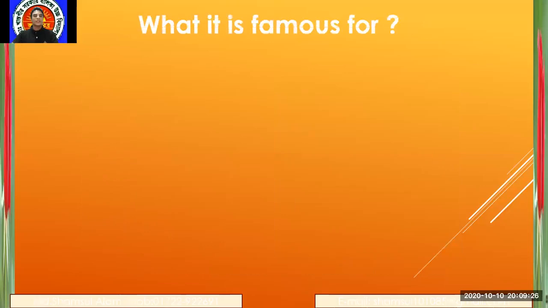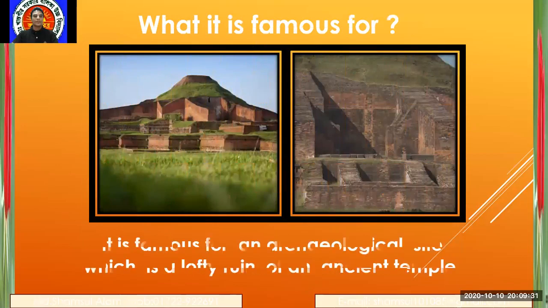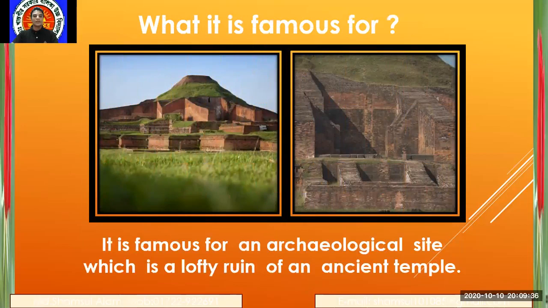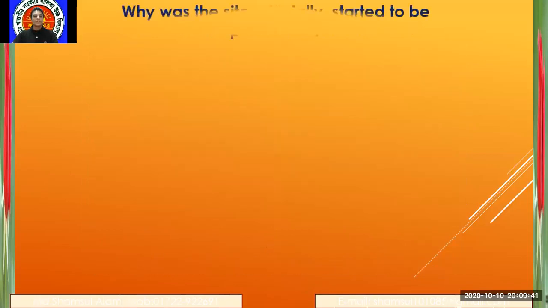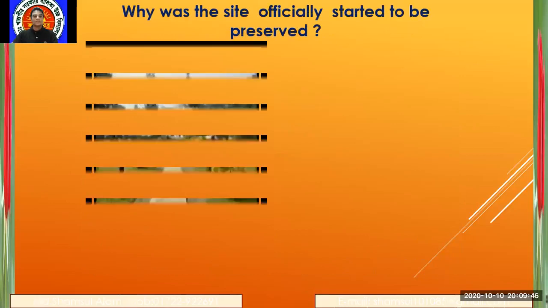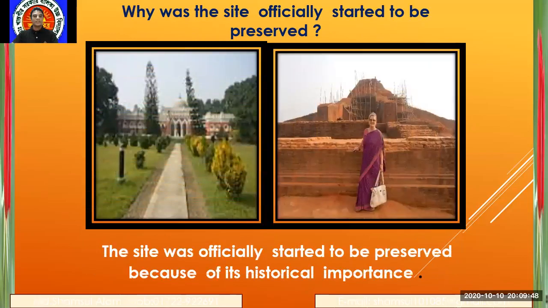Question number 3, what is it famous for? It is famous for an archaeological site, which is a lofty ruin of an ancient temple. Number 4, why was the site officially started to be preserved? The site was officially started to be preserved because of its historical importance. So these are the answers of the mentioned questions.